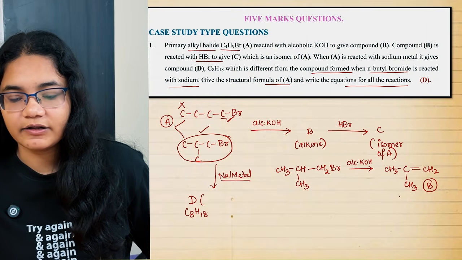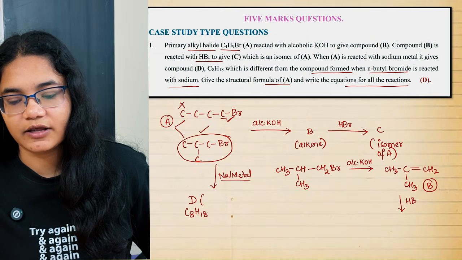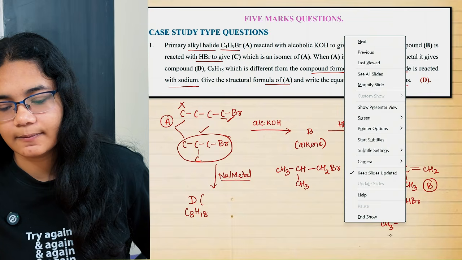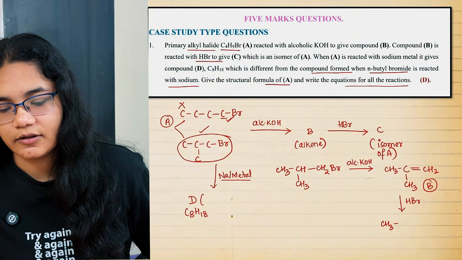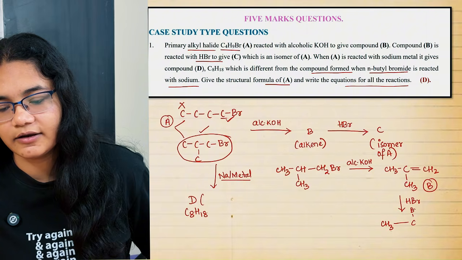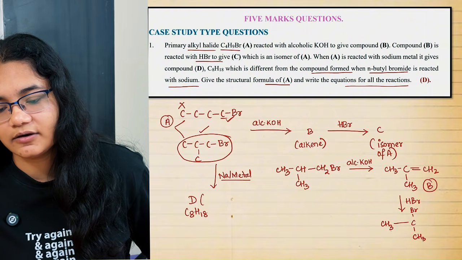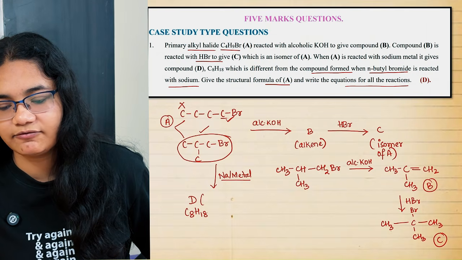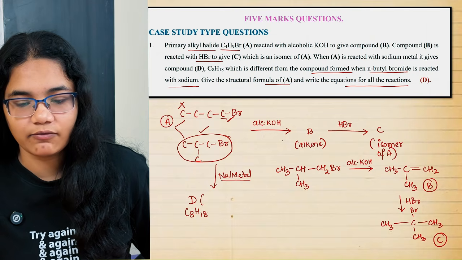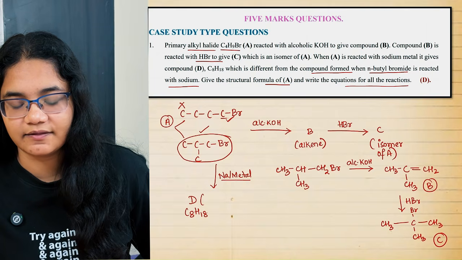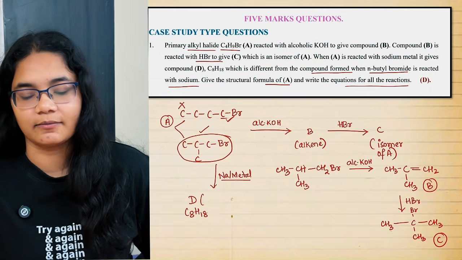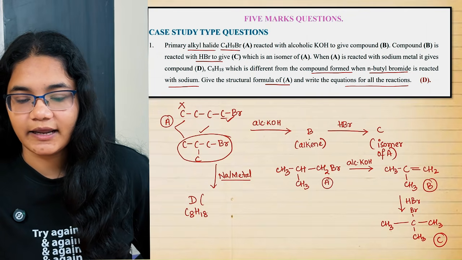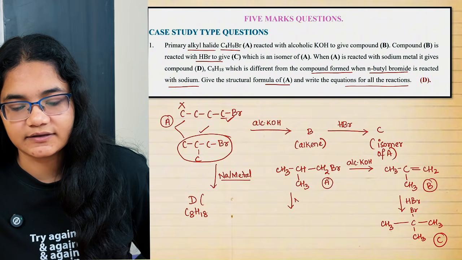Clear? Now after that, when you are treating it with HBr, there will be Markovnikov addition. So I will have CH3, just C, then I have Br here, and I have CH3 here and CH3 here. So you can see that this C formed here is an isomer of A, right? Br is present in this particular carbon here, and in a different carbon in A. So A and C are isomers of each other. Now, when A is treated with sodium metal, that is our Wurtz reaction.